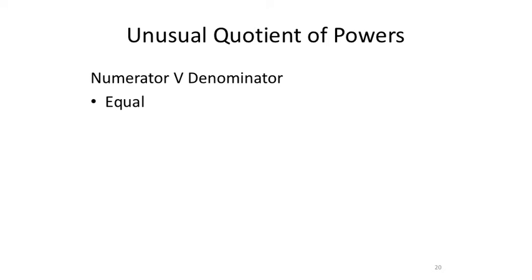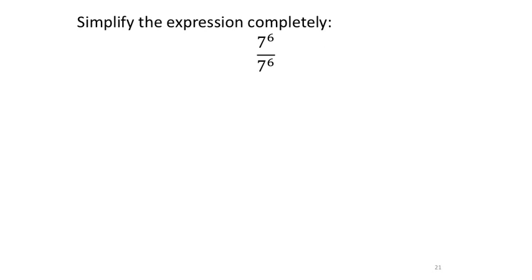All right, unusual quotient of powers. That's where we're dividing the same bases, just like we saw in that rule, right? But in the examples we saw, the numerator always had a larger exponent than the denominator. What do you do if they're equal? Well, let's find out. Like this one, okay?